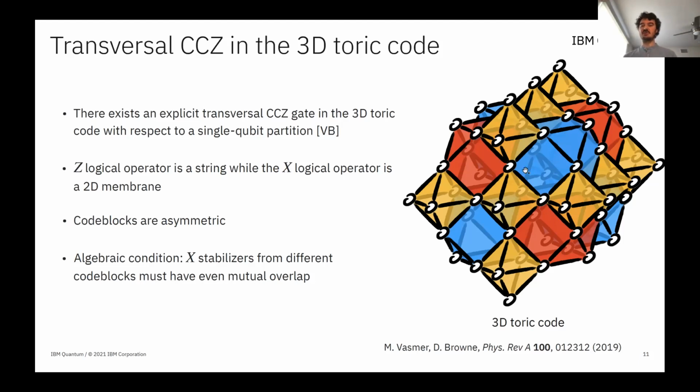But you notice how there's an asymmetry between the three codes. Two of the codes are similar, the red and blue, but the third code, this yellow code, has weight 6 X stabilizers. The important algebraic condition that is required for a transversal CCZ in this case is that the X stabilizers of the code from different code blocks must have even mutual overlap. If you pick any one yellow cell, any one blue cell, and any one red cell, you'll see that their mutual overlap will always be 0 or 2 qubits. So if you take this front yellow one, this blue one, and this red one, their intersection is these 2 qubits in here. And you can check that for all sets of single X stabilizers.